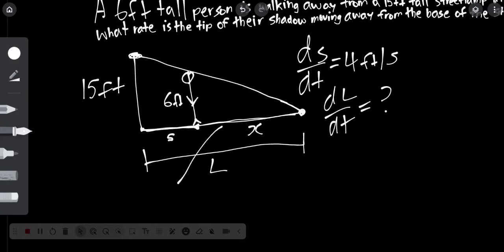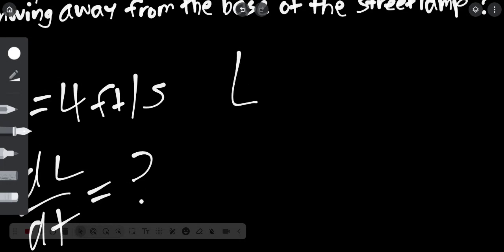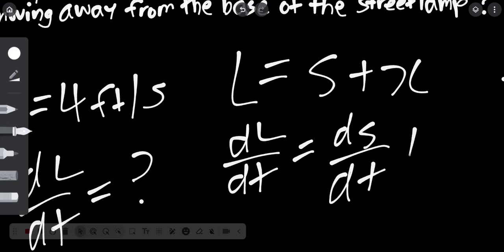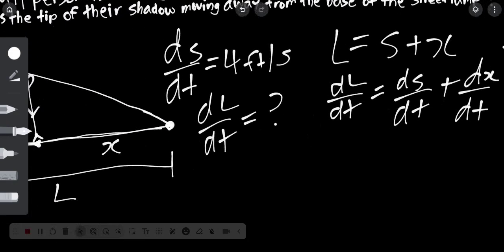Well, let's try to find some relationships. First of all, we know that L is equal to S plus X. Now let's take the derivative with respect to time for both of these. So dL/dt is equal to ds/dt plus dx/dt. Now we're given ds/dt, but let's see if we can find dx/dt.